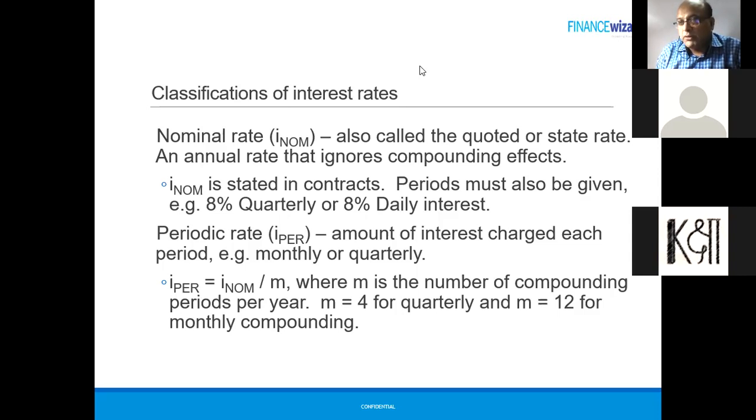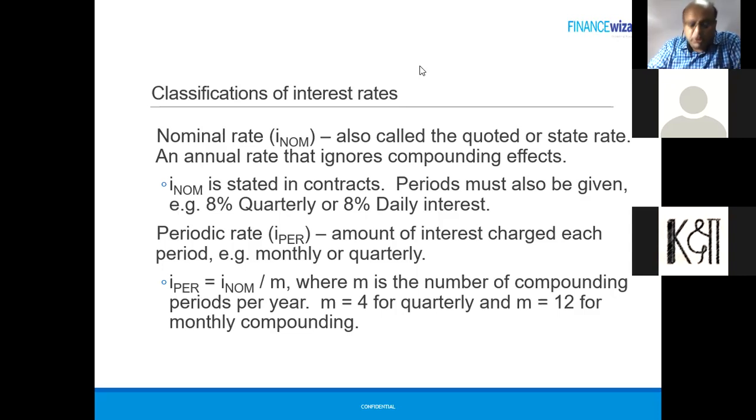So if you are talking about a nominal rate of 8% and the frequency of compounding is not given, then that is incomplete. 8% compounded annually will give you a different rate, and 8% compounded quarterly will be a different issue. That's why the period must be given. What is periodic rate? Periodic rate is the amount of interest charged each period. So if 8% is compounded quarterly, the periodic rate would be 8% by 4. That is 2%.